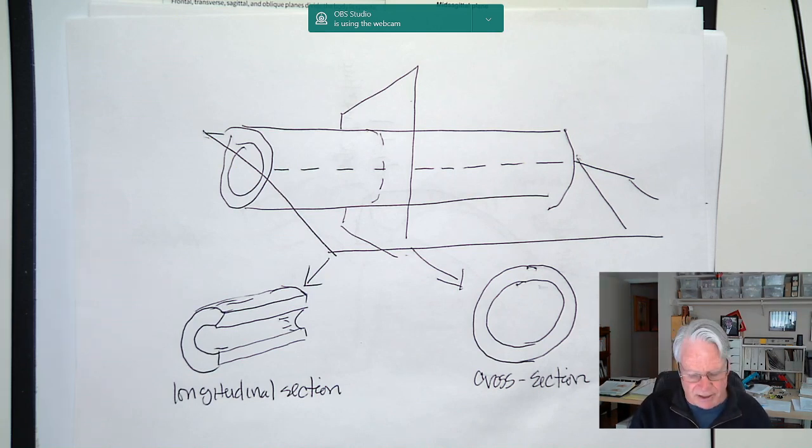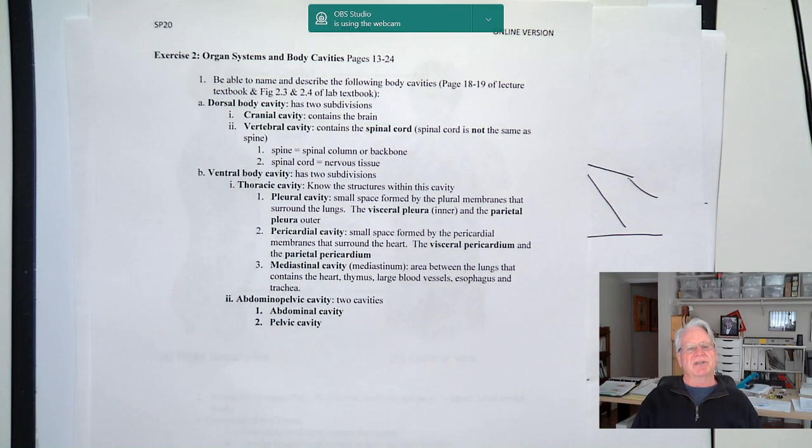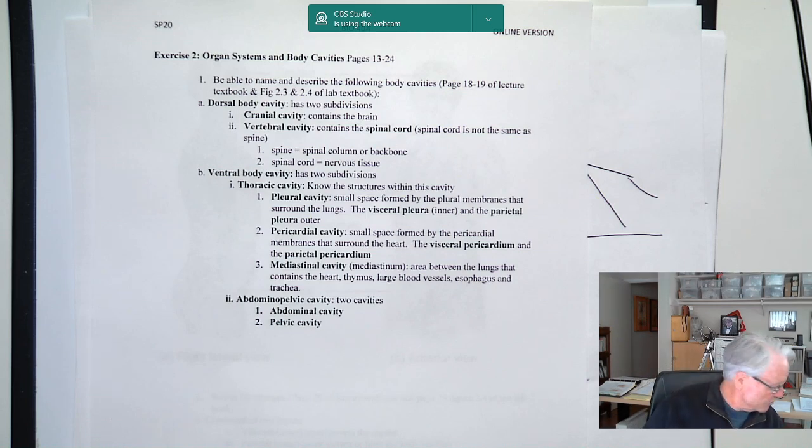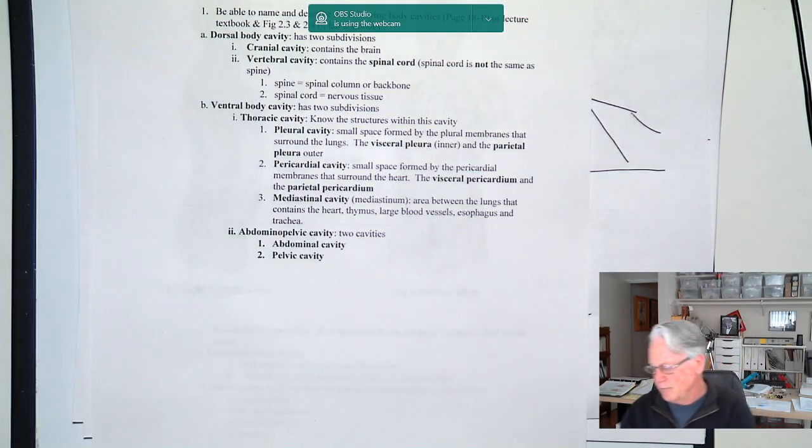So, what else do we got? Take a look at our study guide. All right. Let's take a look at body cavities, and we'll save the organ systems for the end. We're going to look at how the body is divided up into different spaces interiorly. I'm missing a drawing here. I'm back here. Yeah. All right.